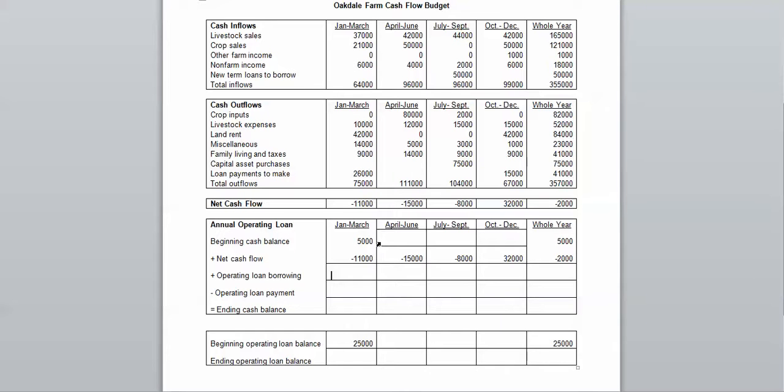So, okay. We begin the year with $5,000 cash. We have a negative cash flow of $11,000. So, in other words, we would have a cash available before borrowing of negative $6,000. 5,000 plus a negative 11,000 is negative $6,000. So to have an ending cash balance of 1,000, we're going to need to borrow 7,000. That gives us an ending cash balance of $1,000.